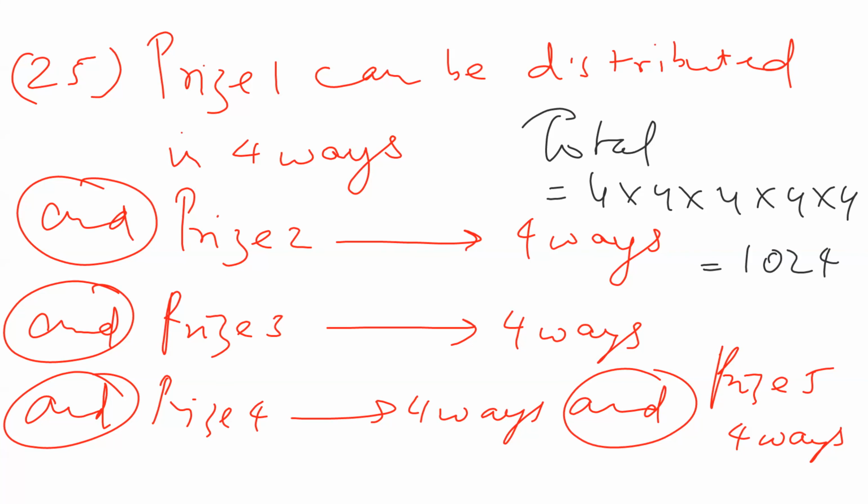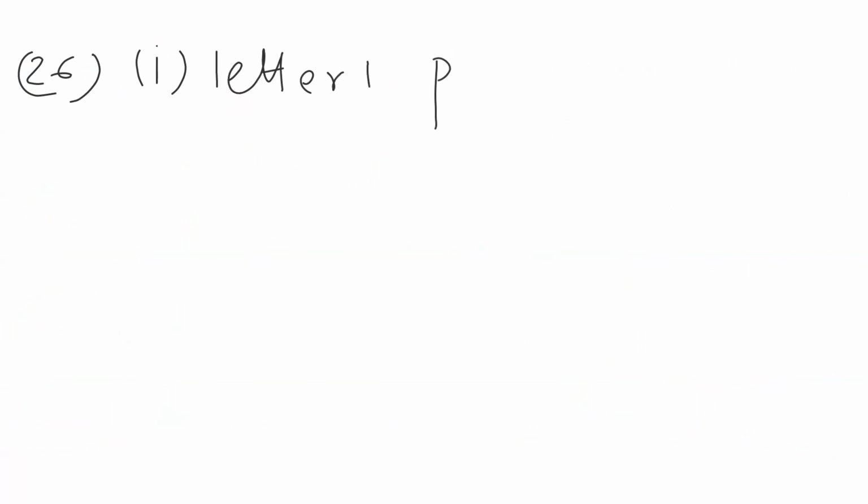Let us go to question number 26. In how many ways can 3 letters be posted in 4 letter boxes? First part of the problem. There are 3 letters and there are 4 post boxes. Letter number one can be posted in 4 ways.